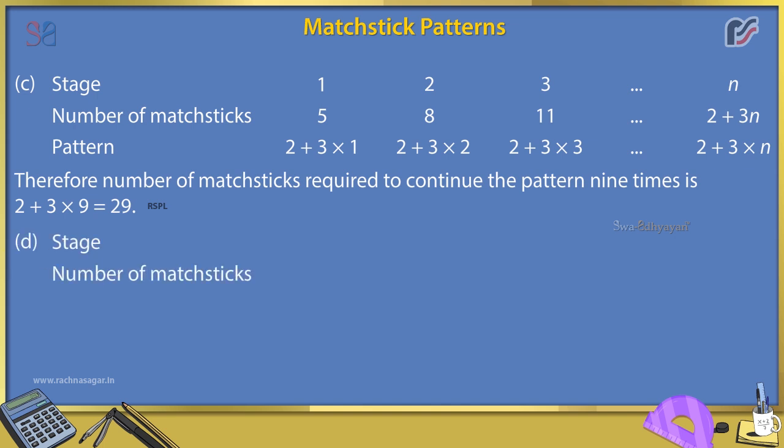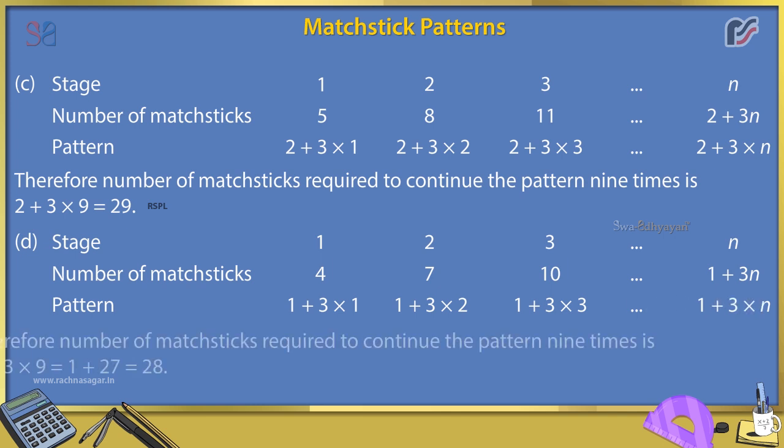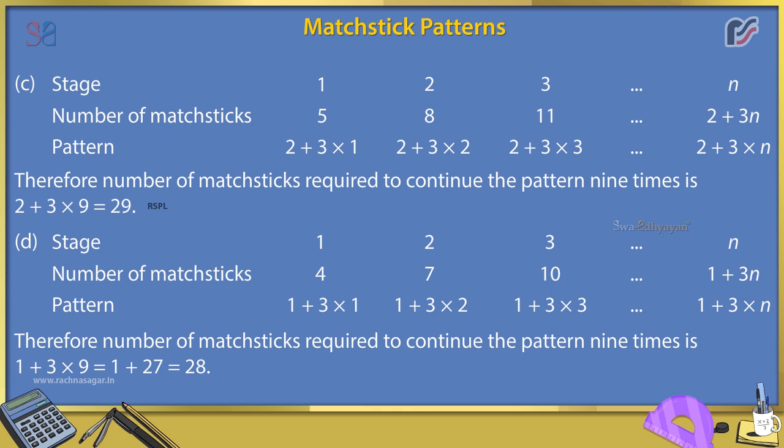D. Stage, number of matchsticks, pattern: 1, 4, 1 plus 3 multiplied by 1; 2, 7, 1 plus 3 multiplied by 2; 3, 10, 1 plus 3 multiplied by 3; n, 1 plus 3n, 1 plus 3 multiplied by n. Therefore, number of matchsticks required to continue the pattern 9 times is 1 plus 3 multiplied by 9, which is equal to 1 plus 27, which is equal to 28.